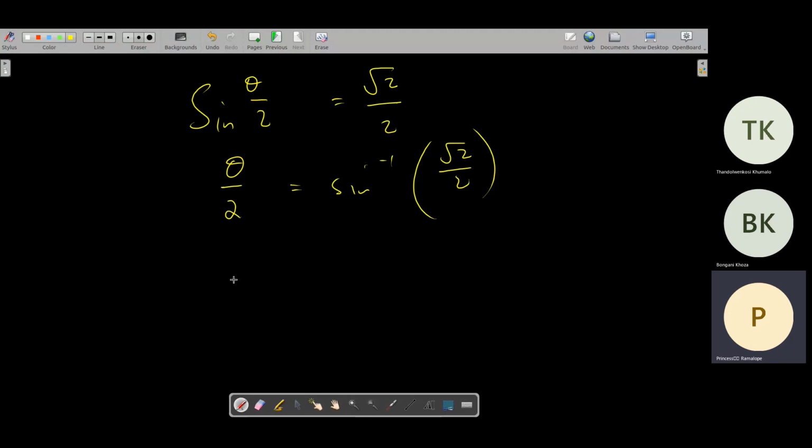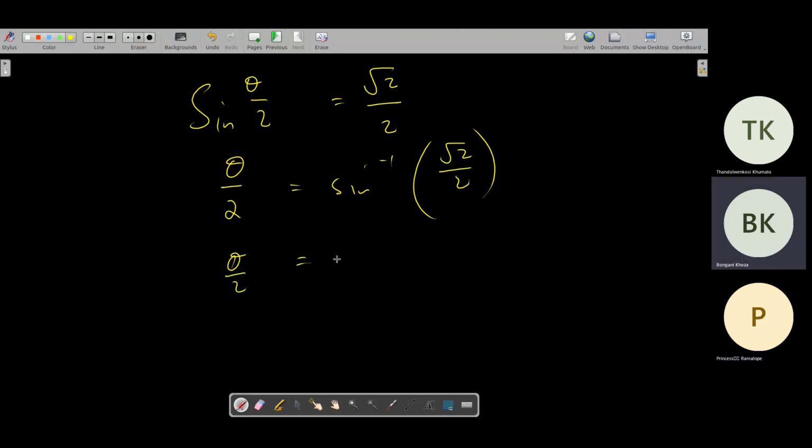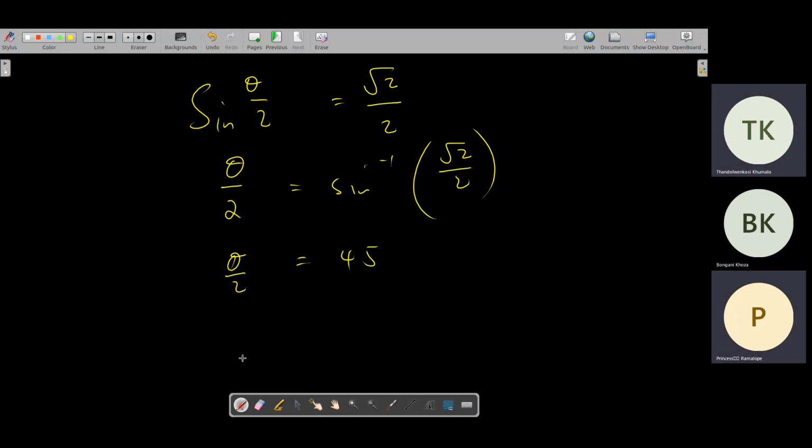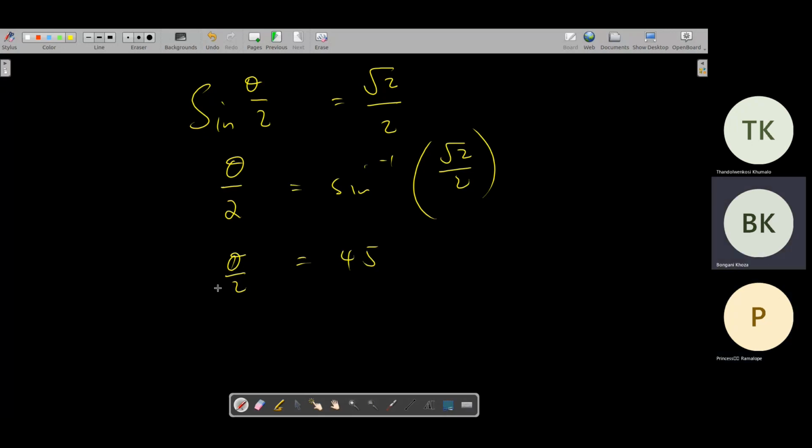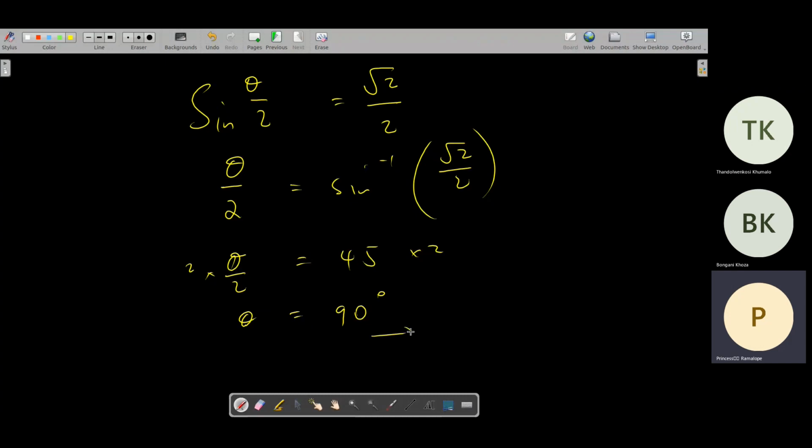Theta over 2 is equal to 45. And then? Multiply by 2 so that I can cancel that 2. So we multiply both sides by 2. So we have theta, the 2 cancels, equals 90 degrees.